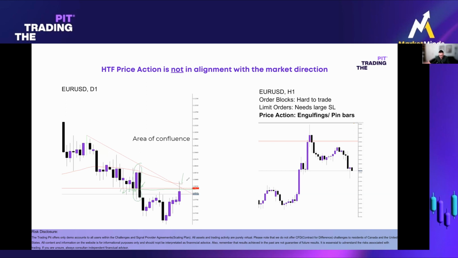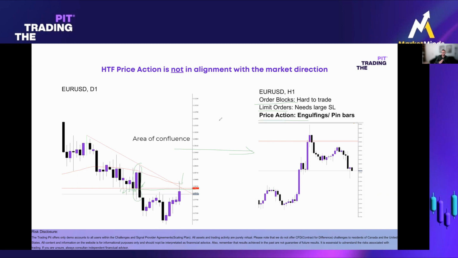So, what are we going to do? We can use the time frame correlation and go down to the hourly chart. Now, if you want, write this down, how to execute the trade, guys. Okay, we execute the trade. I execute all my trades based on order blocks or limit orders or price action.